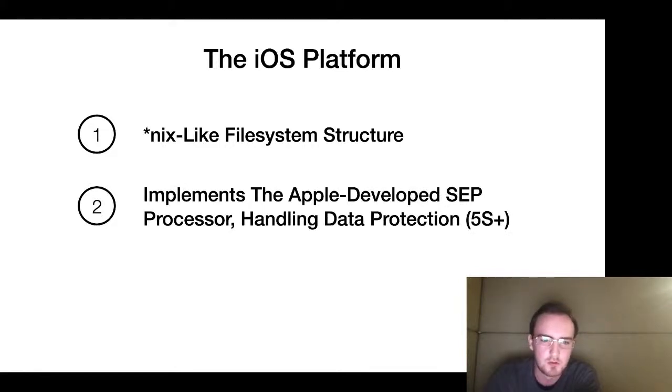So Apple devices also implement the Apple developed secure enclave processor, which handles data protection. It's sort of like a TPM in a sense that it handles encryption keys for different classes, which I'll talk about in a moment, and it also handles biometrics, and this is implemented on iOS devices from the iPhone 5S and above, and also on the MacBooks from 2017 and above.